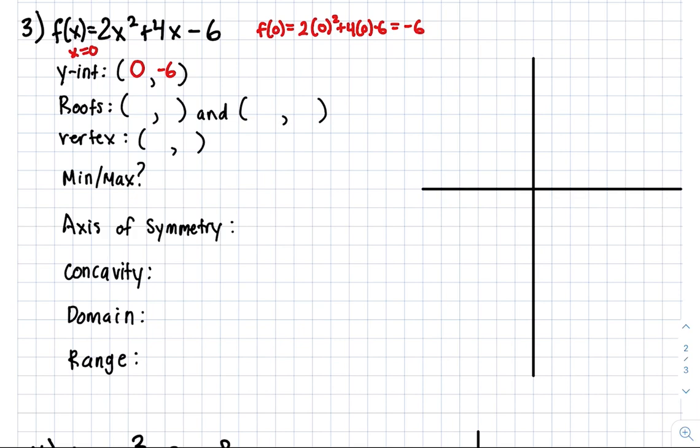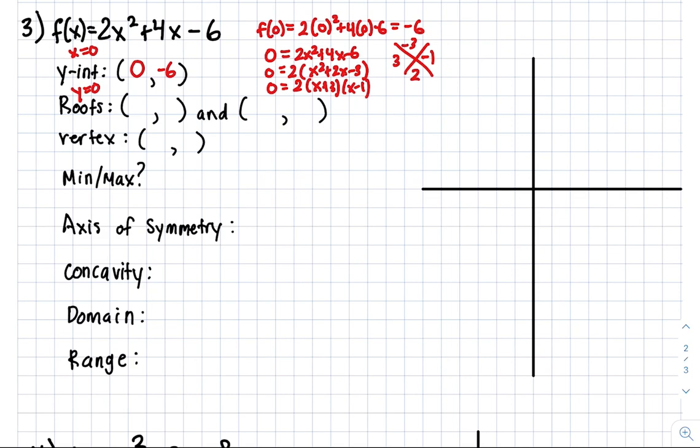Okay, roots. This is when your guys' y is equal to 0. Another word for roots is x-intercept or zeros. So let's substitute 0 for f of x because that's the same thing as y. And let's solve. So I'm going to factor out the 2 from each one to get x squared plus 2x minus 3. And now let's factor. Negative 3 and 2, right? Two things that multiply to negative 3 but add together to give you 2. That is 3 and negative 1. So 0 is equal to 2 times x plus 3, x minus 1.